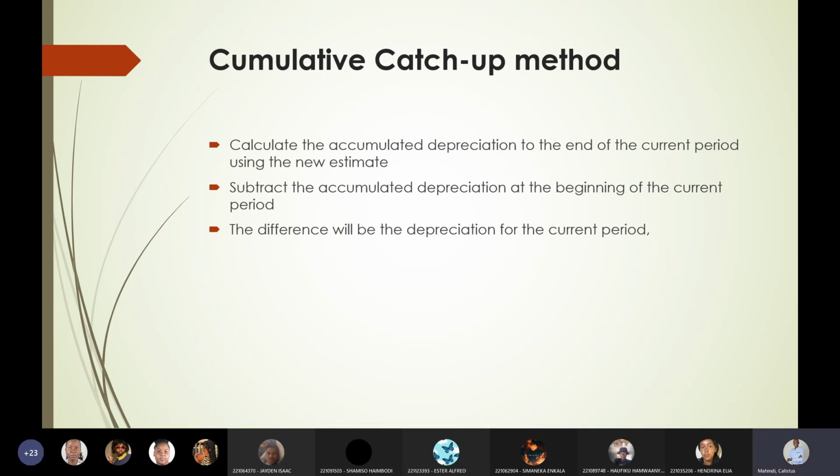In the cumulative catch-up method, you should calculate the accumulated depreciation to the end of the current period using the new estimate. And then you subtract the accumulated depreciation at the beginning of the current period. The difference is the depreciation for the current period. I guess this will be understood better by looking at an example. The key thing in the cumulative catch-up method is the word cumulative.